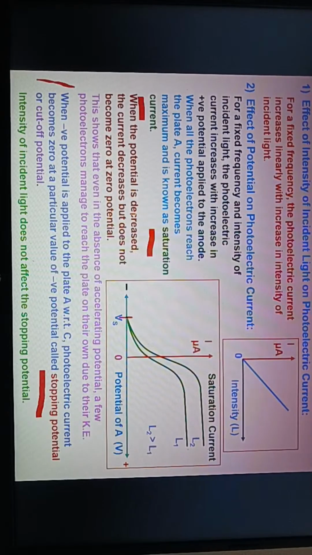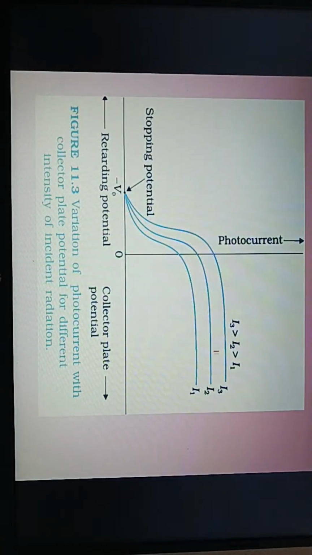Say next. Yes, sir. Next, if you say, then I will go to the next slide. Yes, sir. Next. This is the textbook diagram which I told you to draw. Have you drawn it? Yes, sir, I've drawn it. Okay, good.